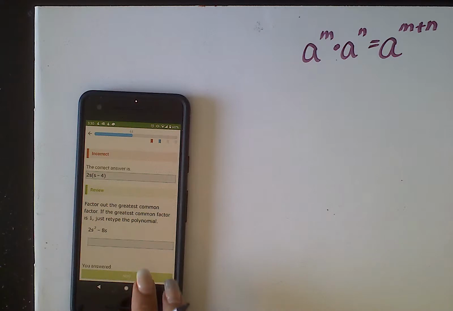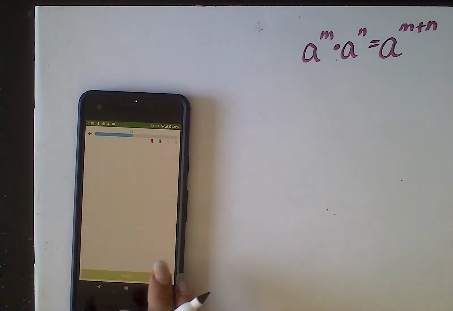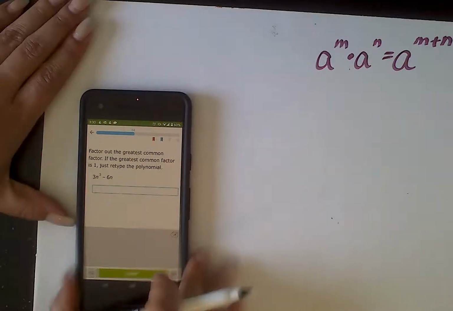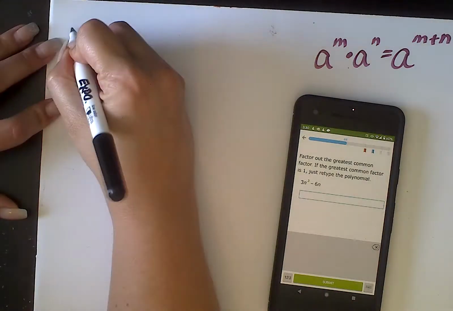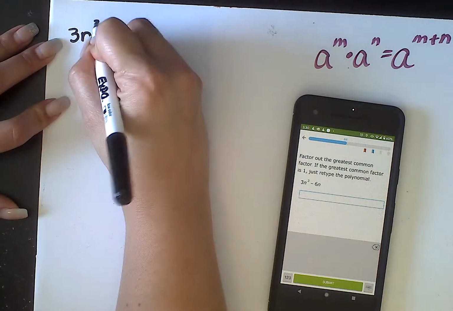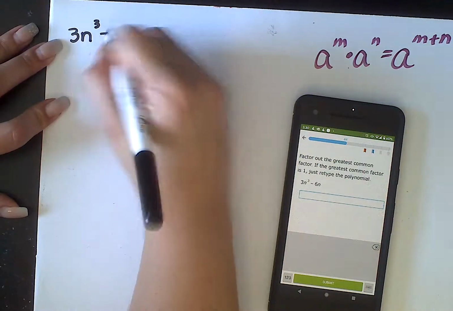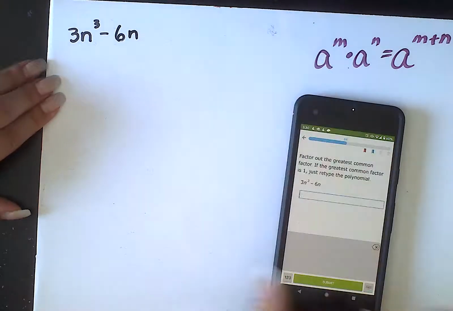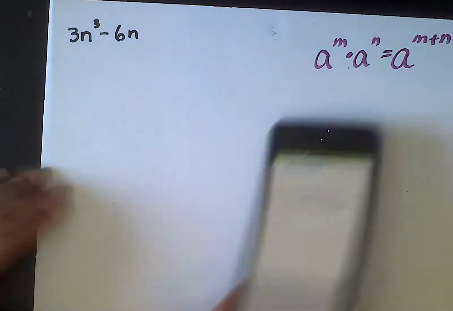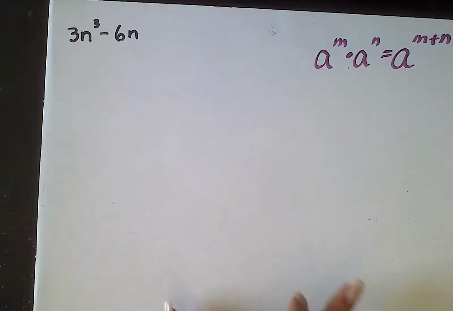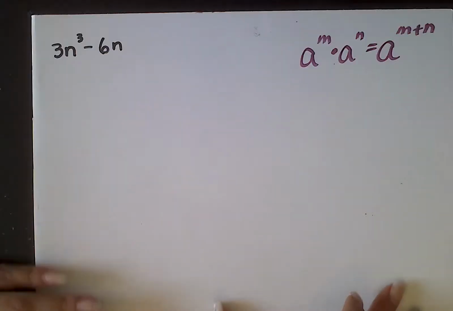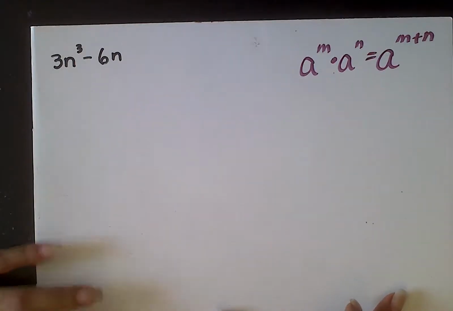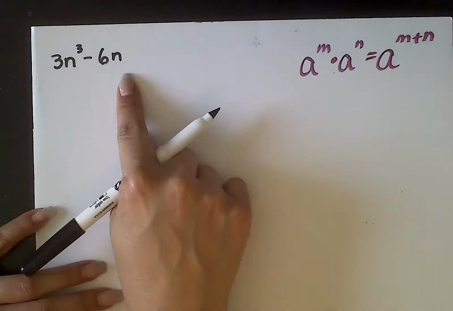Okay. I'm just going to stick with whatever it gives me at a grade of 44. Okay. So here I have 3n cubed minus 6n. Now, just like I had done with Jocelyn's problem, I want to take this and expand it.